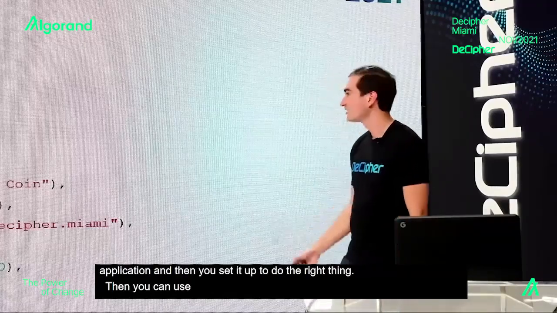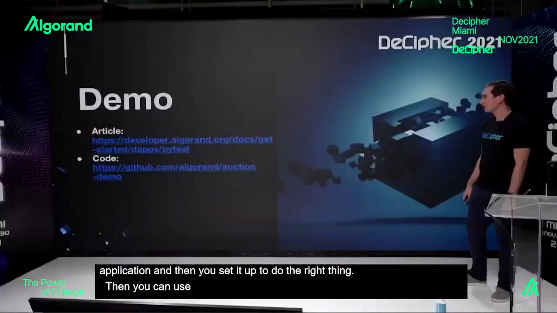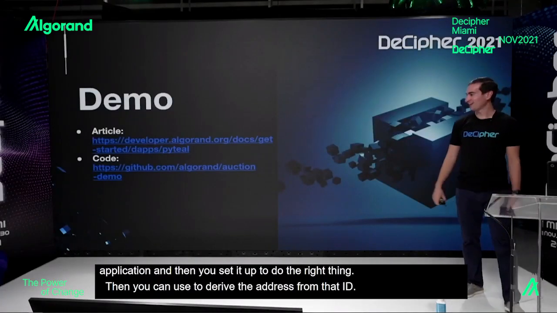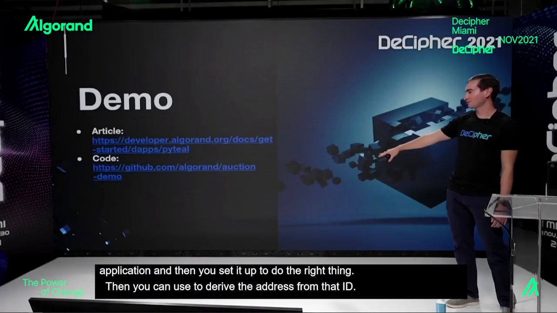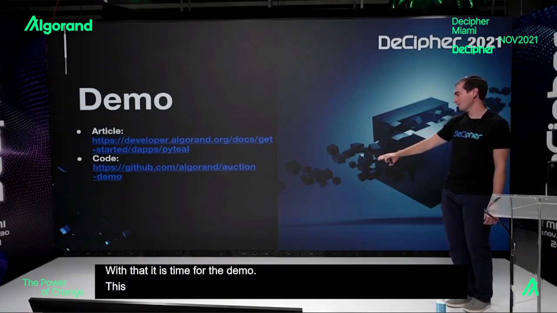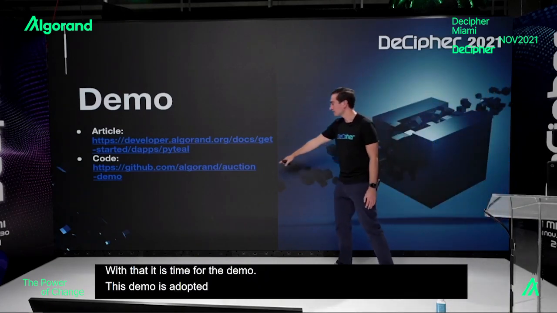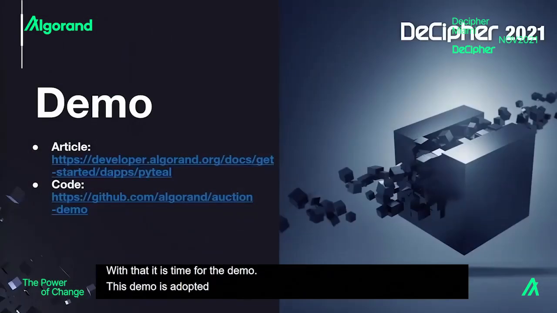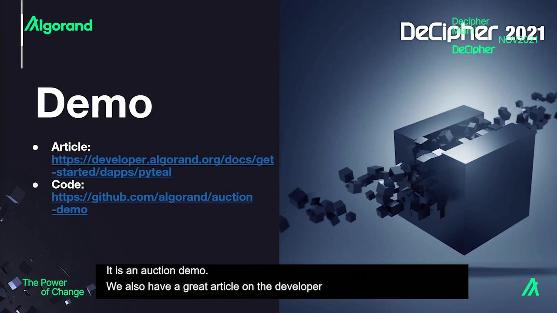Okay. Great. So with that, it's time for the demo. This demo is adapted from some code we already have. It's an auction demo. It lives in this GitHub repo here that you can check out. And we also have a great article on the developer portal that goes more in depth, if you want to look at that after the talk too.